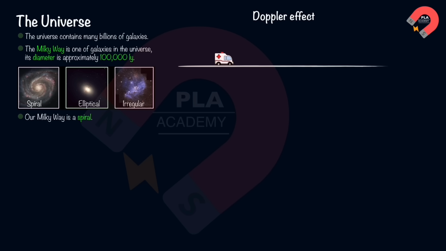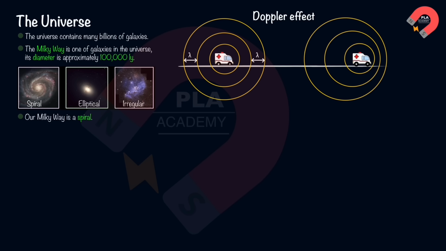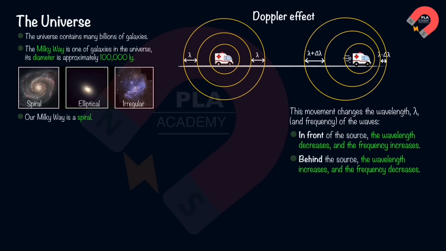Doppler effect. When a stationary ambulance car emits sound waves, the wave fronts spread out symmetrically, forming circles around the source. If the wave source moves, the waves can become compressed in front of it and stretched behind it. This movement changes the wavelength and frequency of the waves. In front of the source, the wavelength decreases and the frequency increases. Behind the source, the wavelength increases and the frequency decreases. This effect is known as the Doppler effect.